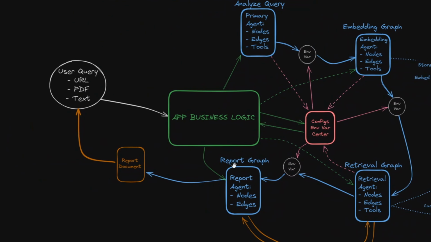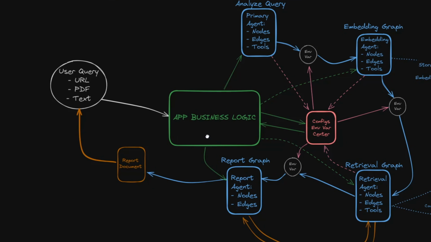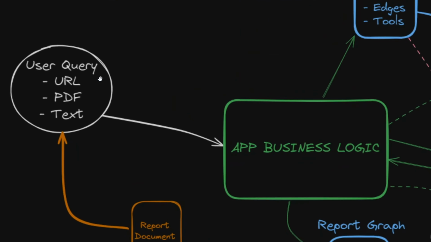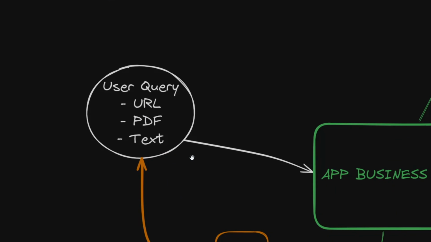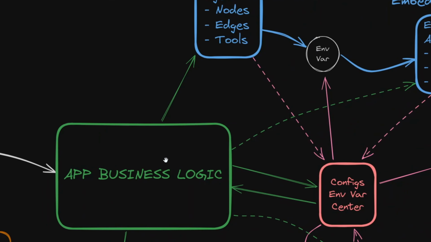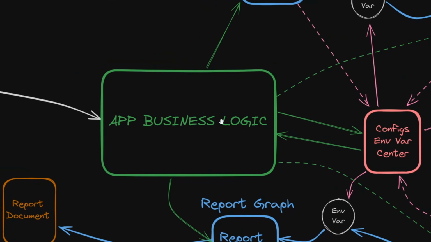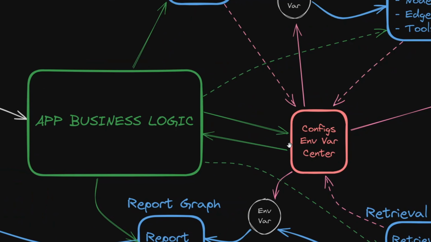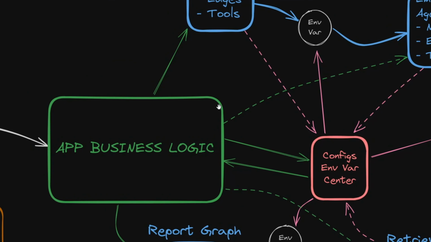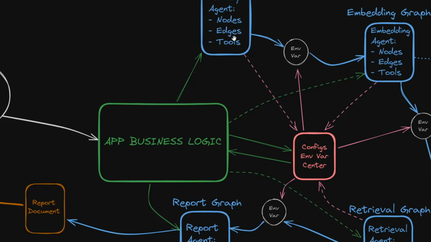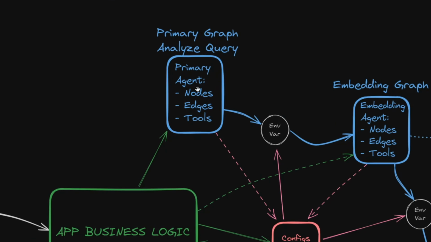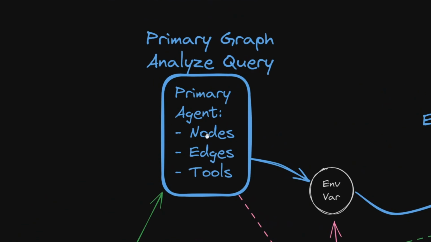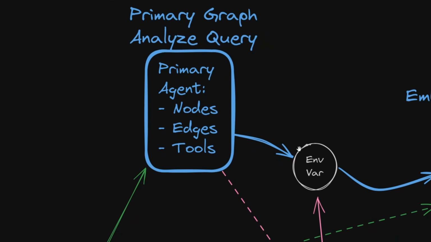This application here, we may start maybe with the user, just to explain it before starting everything. So we have the picture of it. User is querying URL, PDF or text, goes through the application business logic, which is the center, and there's another center which is the environment variable center or the configuration center. And we have this chaining of graphs around it. The primary graph to analyze the query. So we have the components of a graph: nodes, edges, and tools.